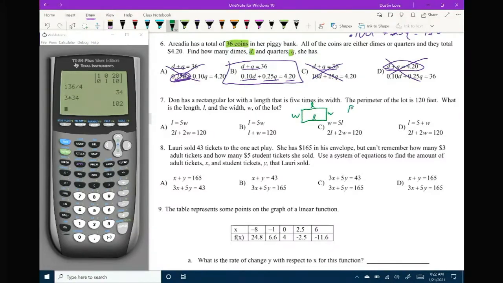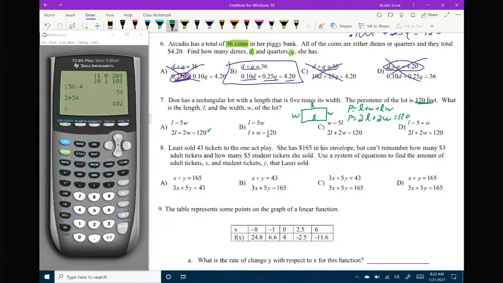So my perimeter is going to be L plus W plus L plus W. If I combine like terms, that's 2L plus 2W. Now my perimeter is 120, so 2L plus 2W equals 120. Let's see which one we got there. A, 2L plus 2W equals 120. That one's good. L plus W equals 120.